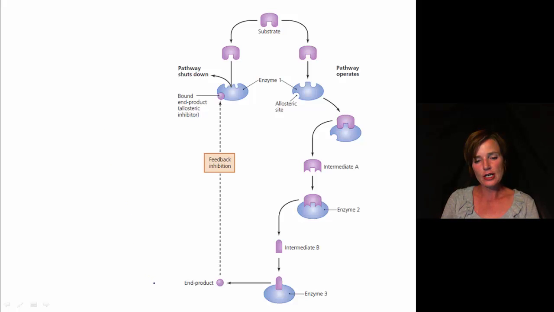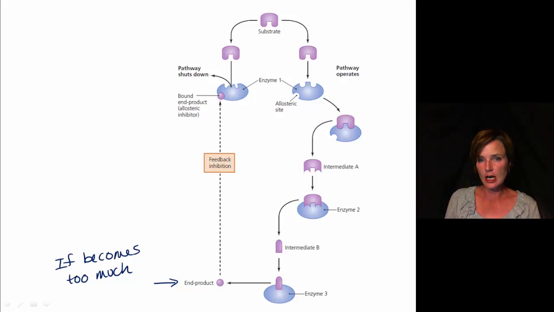Well, if the end product becomes abundant, so if it becomes too much, that would indicate that the cell is not using that up. So it's building up, stockpiling, which means that the cell probably doesn't need to continue to build this anymore and make this anymore because we already have too much of it. So what happens is the end product itself acts as an inhibitor right here on this enzyme that functions earlier in this particular pathway. So it binds to that enzyme and it shuts it down.